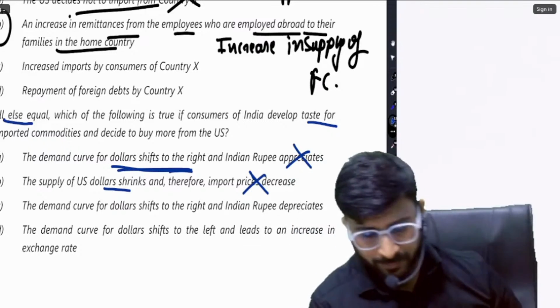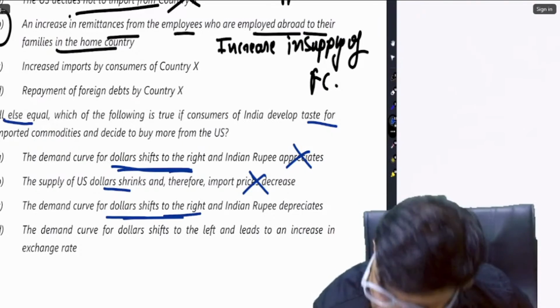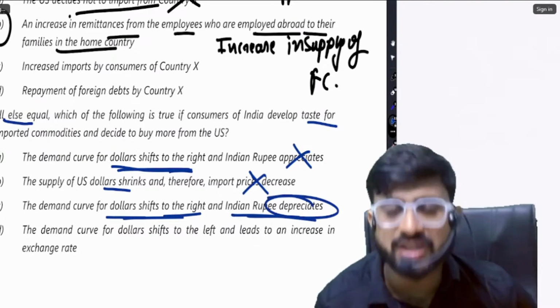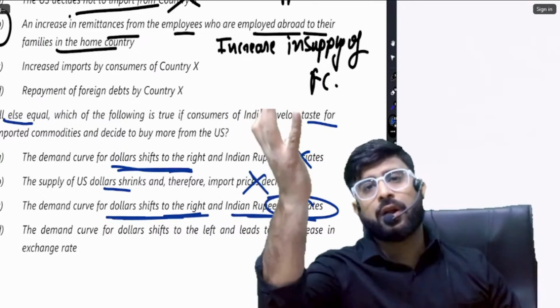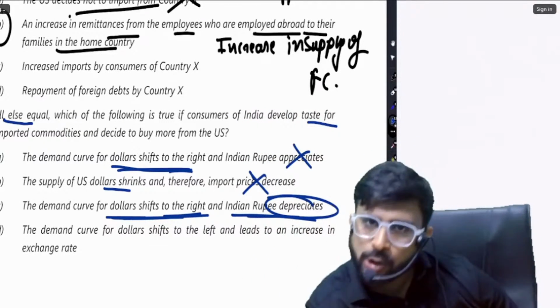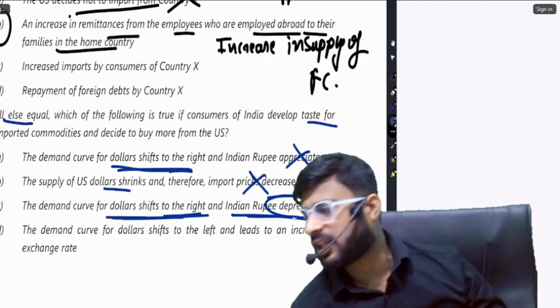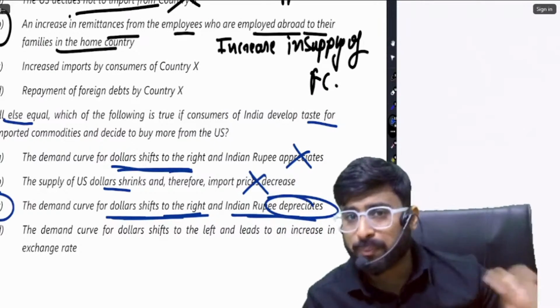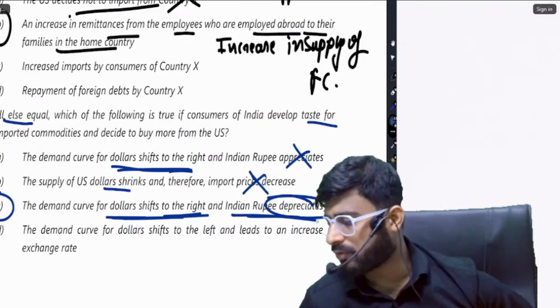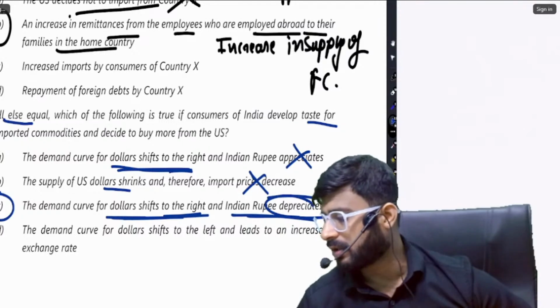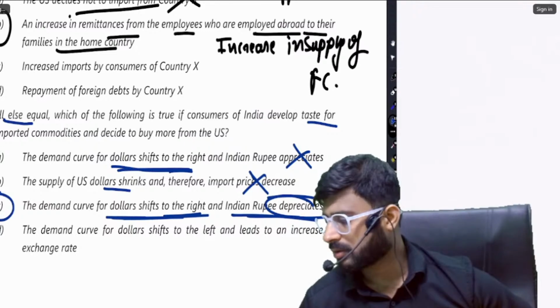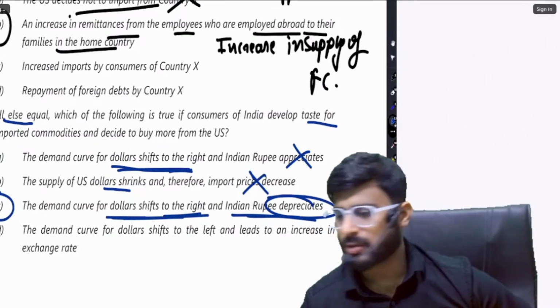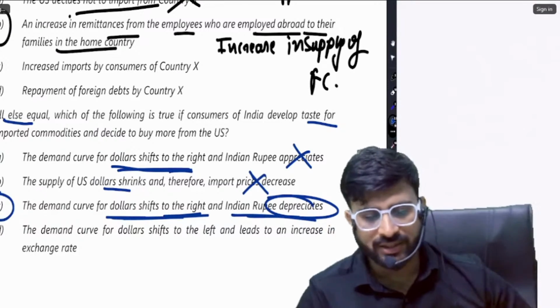See the next one. Demand for dollars shifts to the right, yes, and Indian rupee depreciates. Because if demand for dollars has gone up, then the value of the dollar will also rise, so the value of India's currency will fall. Okay, because people are preferring more of foreign commodity than of commodity in our own country. Moving on, let's see the third one.